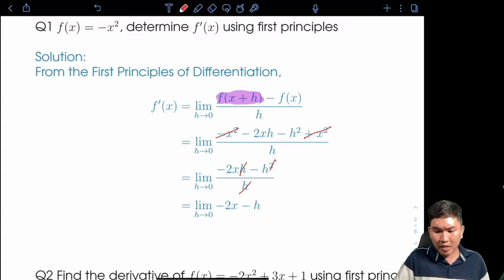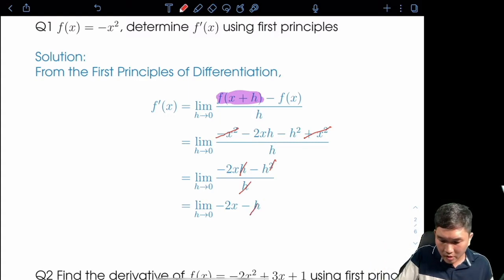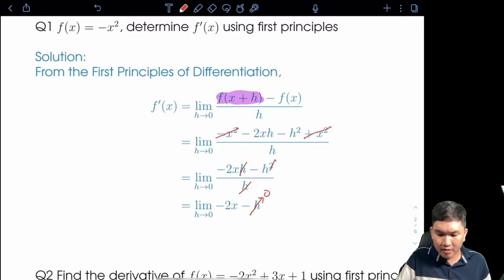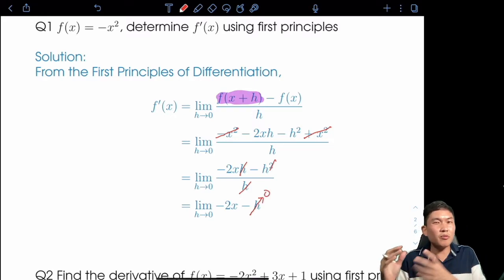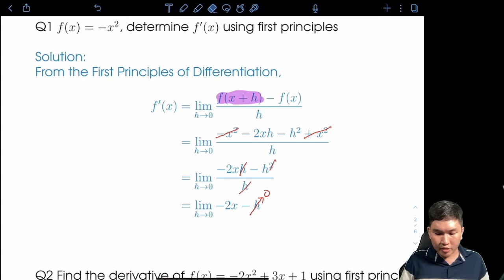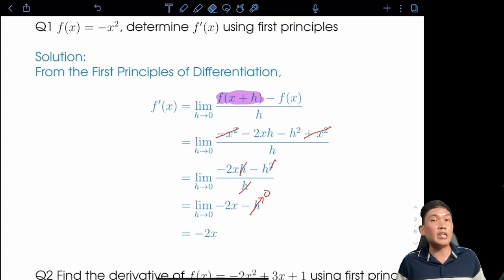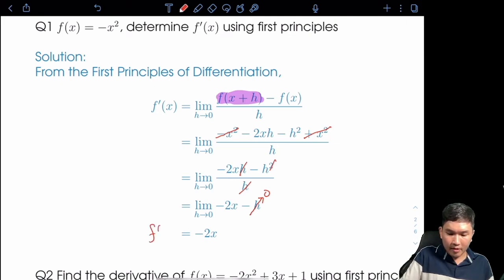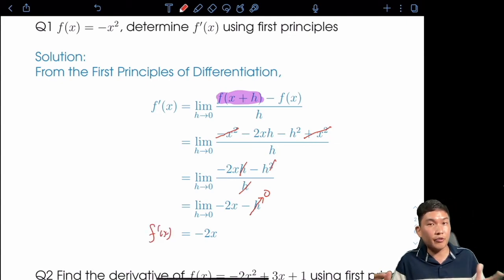Well, effectively, it becomes so small, it's negligible. So when it's negligible, we like to write something like this, like it goes towards 0, it's almost 0, right? And we can just pretend it does not exist. We can ignore it, okay? And that's why we say, hey, after applying first principles, my gradient function is negative 2x. Okay, yeah, so that was the first question.